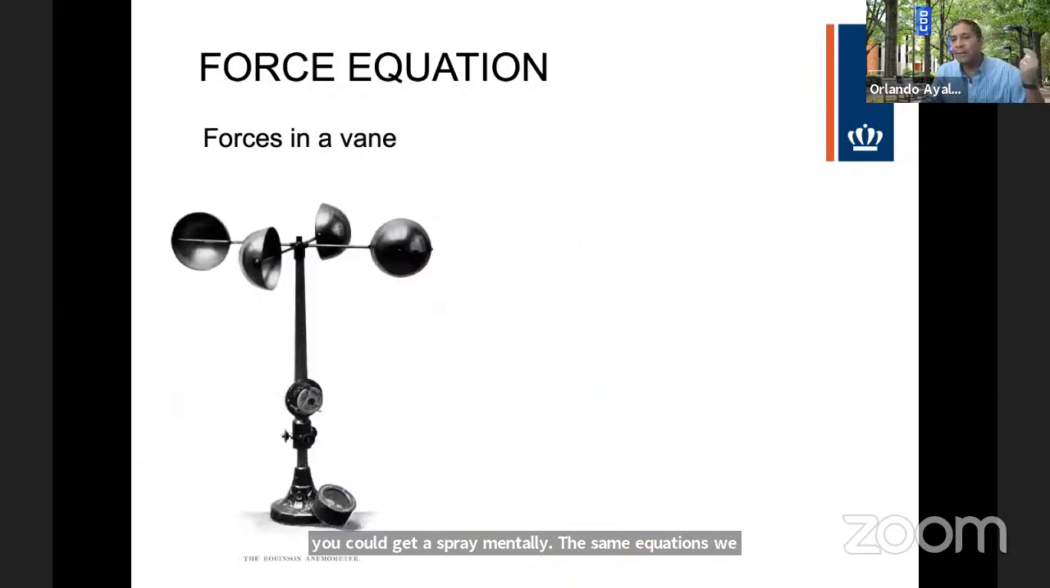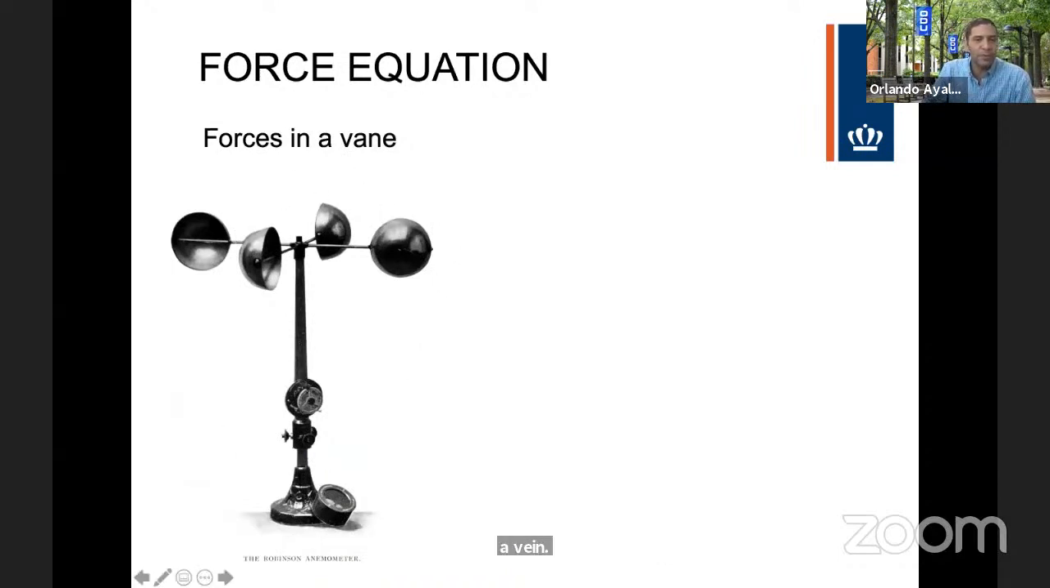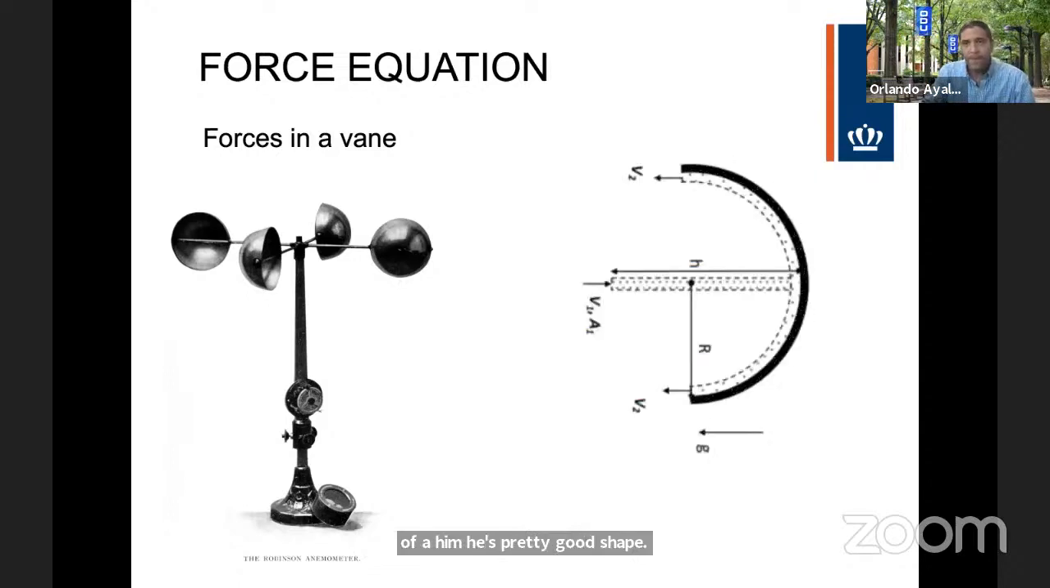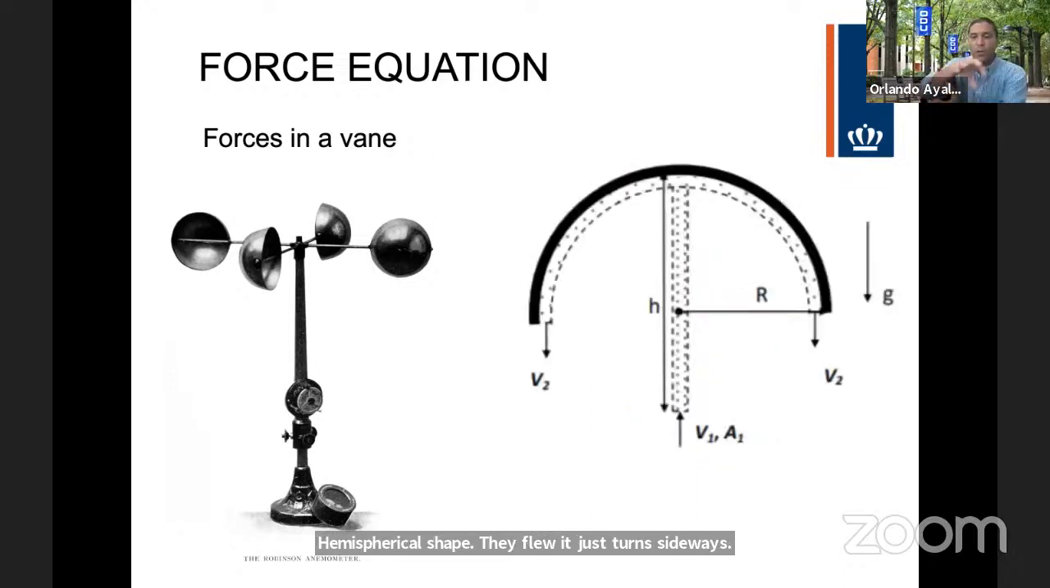So I'm going to apply this to a vane. Let's assume we have this anemometer, and I'm pretty sure you've seen that in many airports. In all the airports, we have an anemometer of this kind, which is a kind of hemispherical shape. So when the wind blows, it blows into the shape. Once it hits the cone or the hemispherical shape, the fluid just turns sideways. But just for a second, I'm going to turn it upside down.